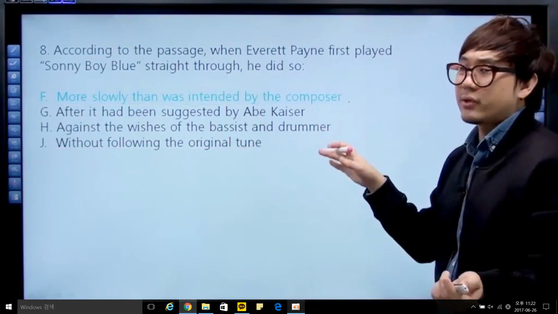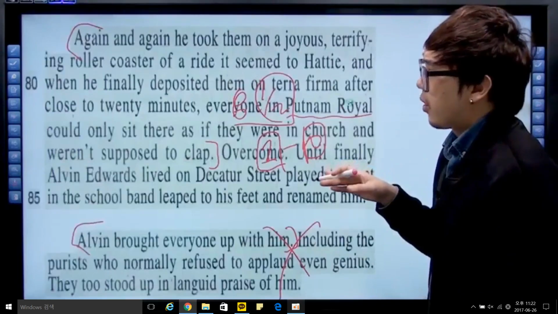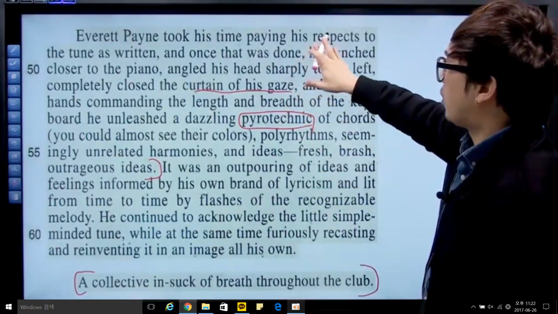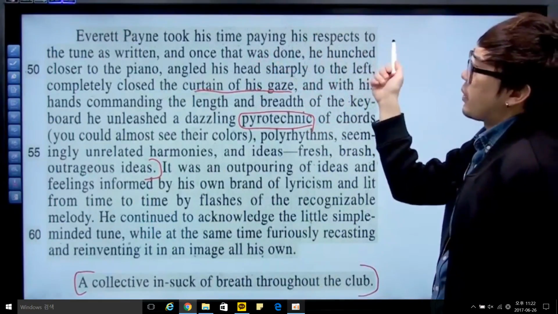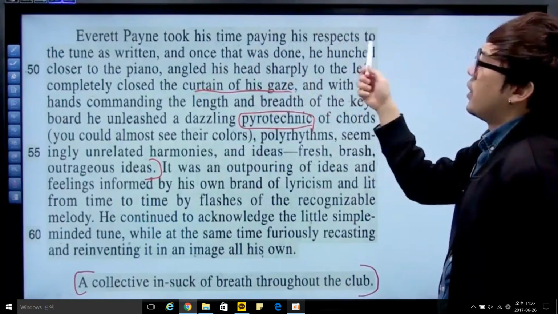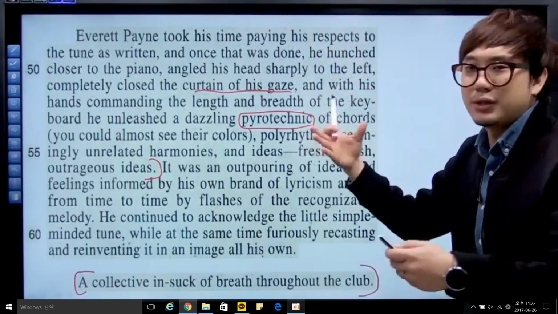Because that's the answer. Now, of course, if you want to check that answer, let's see where you should go, right? You should go right here. Edward Payne took his time, we read this, right? Paying his respects to the tune as written, and once that was done, he hunched closer to the piano, angled his head. I'm sorry, this is that part where it says he was doing that.